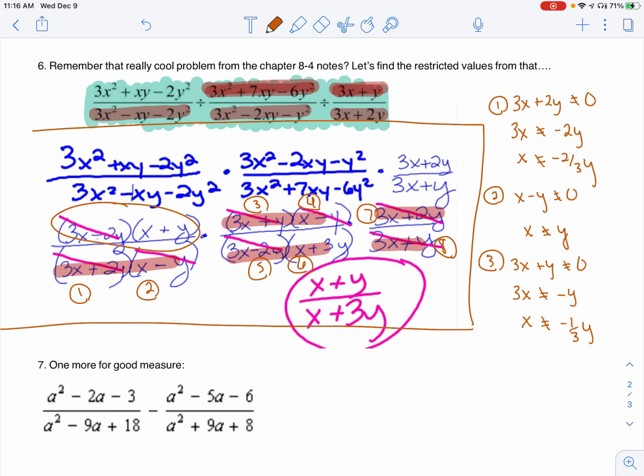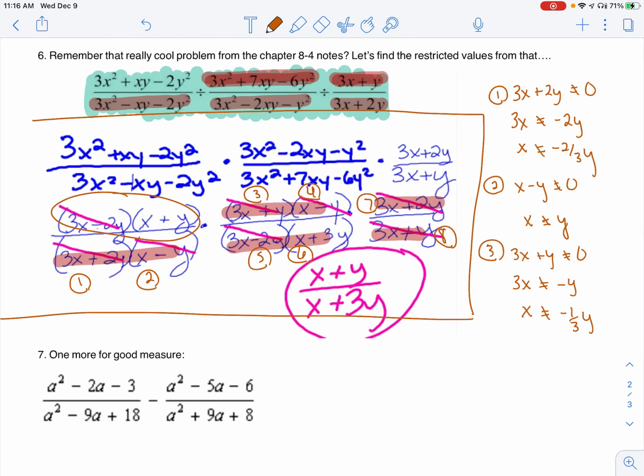Let's look at the fourth one. Ooh, the fourth one is x minus y. I already have that one. That's the same as number 2.